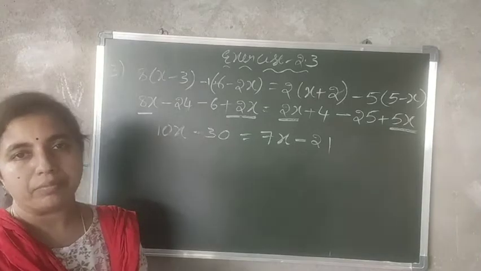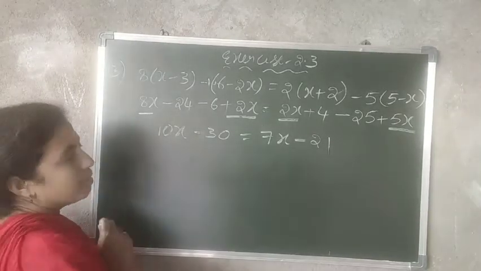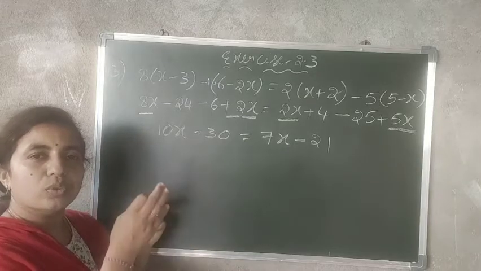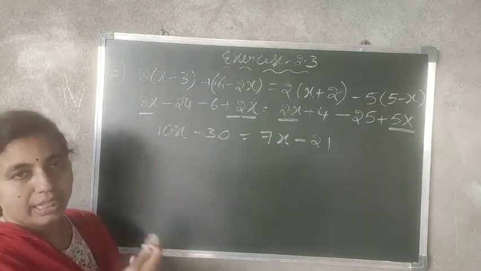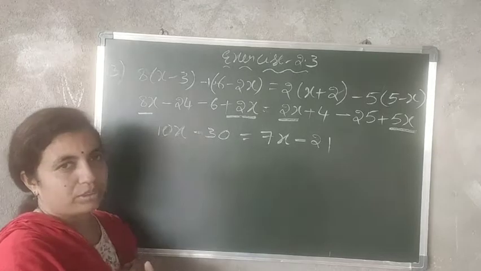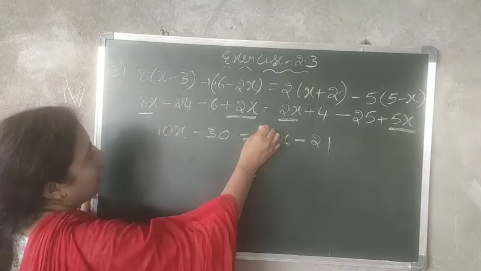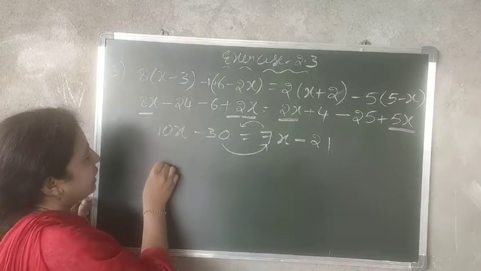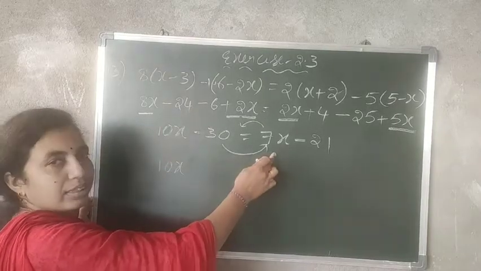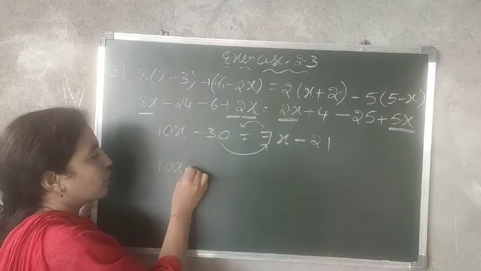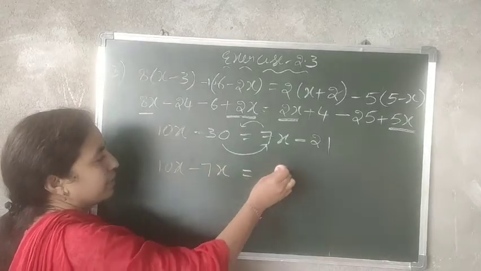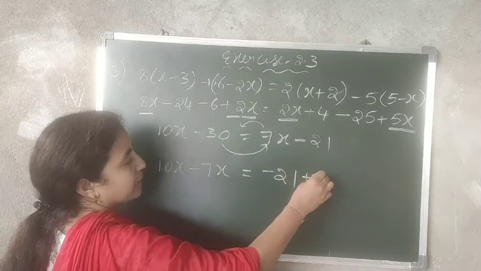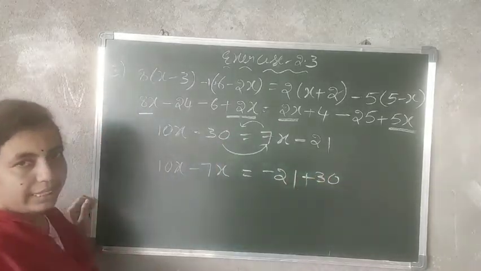Minus 21. Okay. Now, same again. What you have to do? You have to bring variables to one side and the numbers to the other side, or you have to transpose. So, I'll bring this 7x to this side and the minus 30 to that side. Here 10x is already there. What you are transposing? This plus 7x when it comes to the left hand side will become minus 7x. Already we have minus 21. And when you take this minus 30 to the right hand side, it will become plus 30.